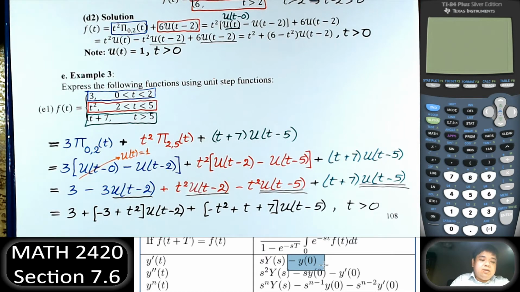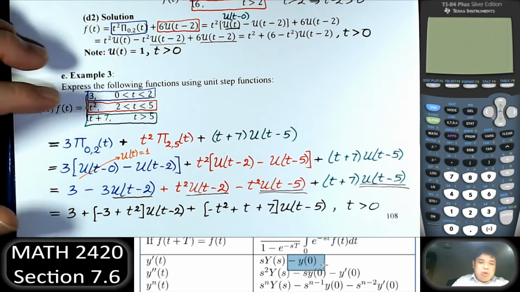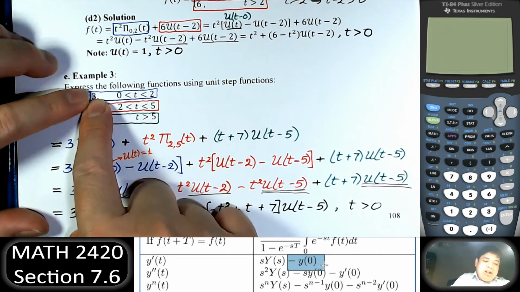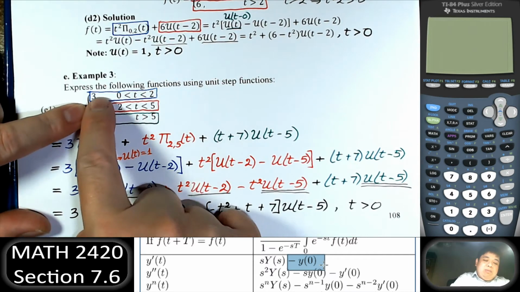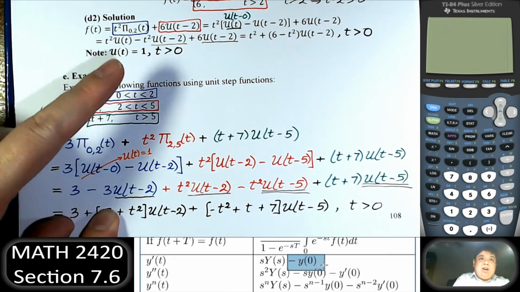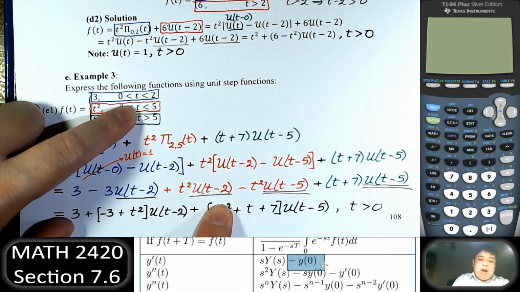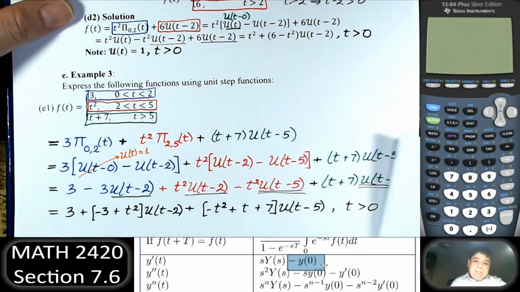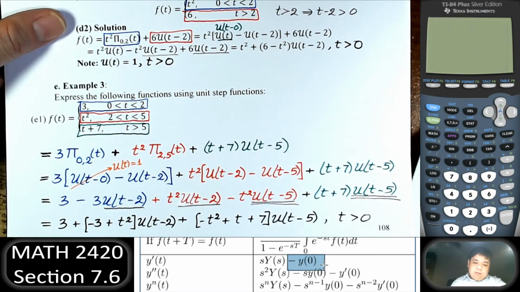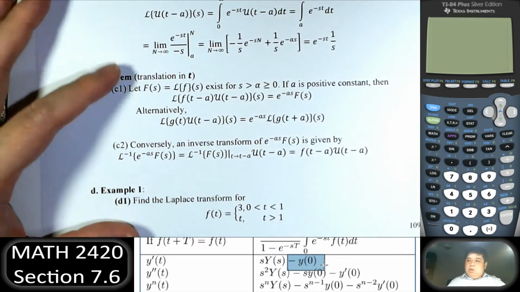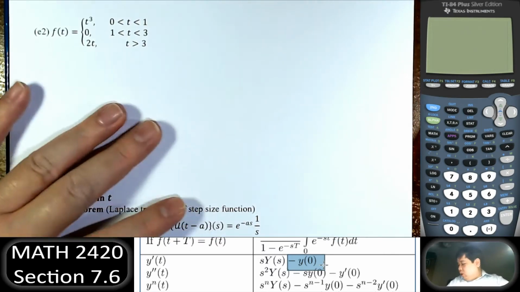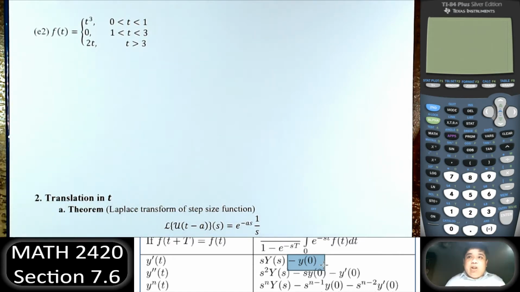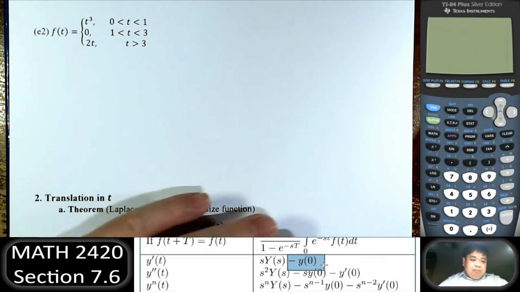Yeah, so almost we can do this without doing any of this. We start with 3 and then at 2 we turn off the 3, turn on the t squared, and at 5 turn off the t squared and turn on the t plus 7. So almost that's the way it works. So it's not that bad. What's bad is when we combine all of this together into one big differential equation. Then we just have to do step by step, do the little things. A lot of little things.